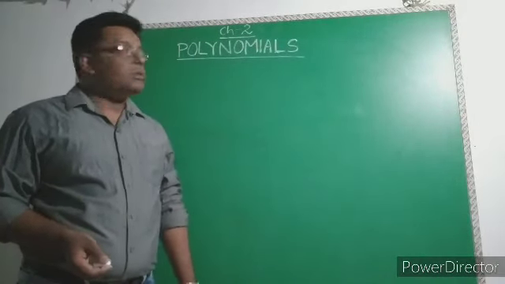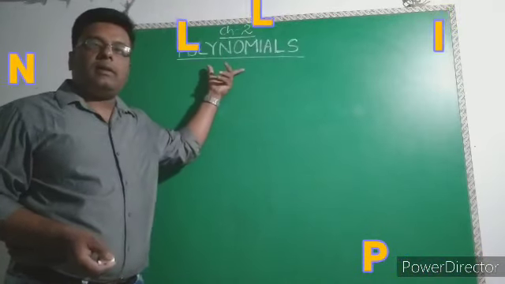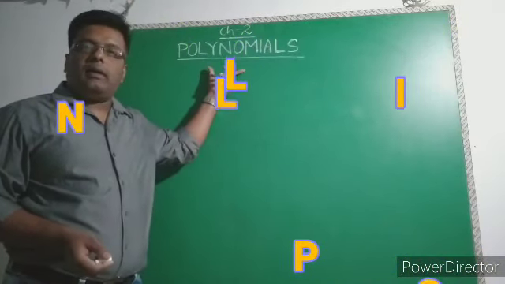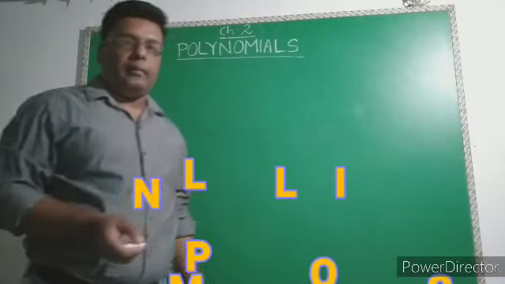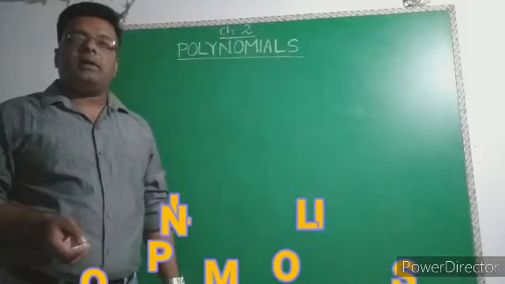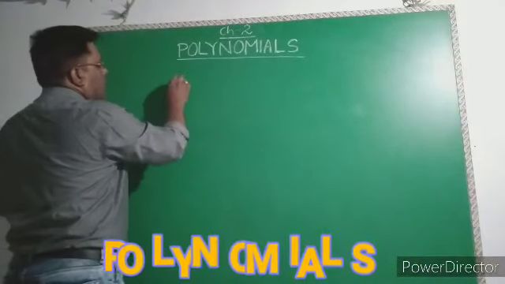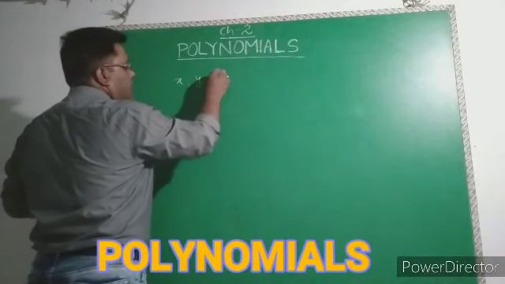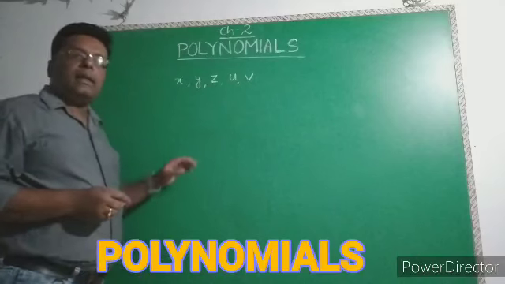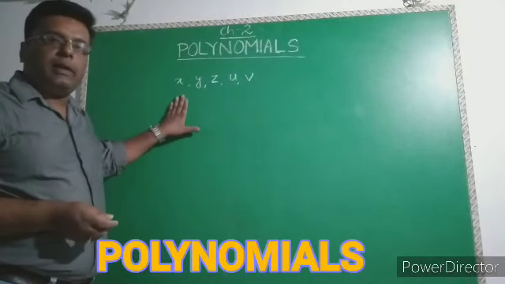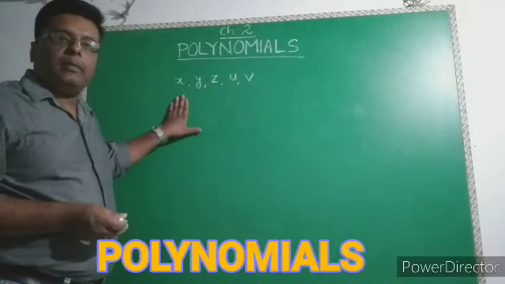Hello students, today we will start our second chapter, which is polynomials. In algebra, along with the numbers, we use some letters. For example, x, y, z, u, v, like this. In algebra, we use this type of letters, and these letters are called variables.